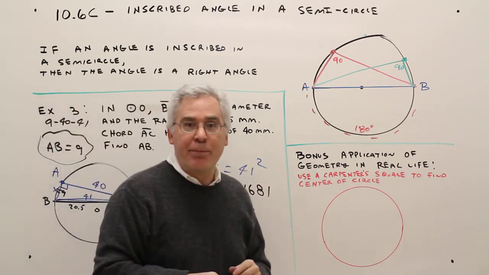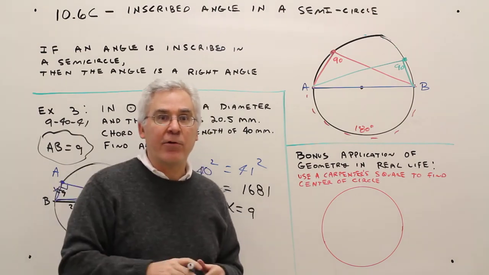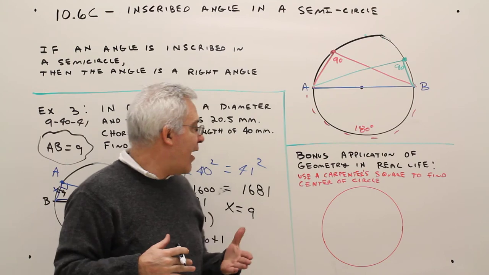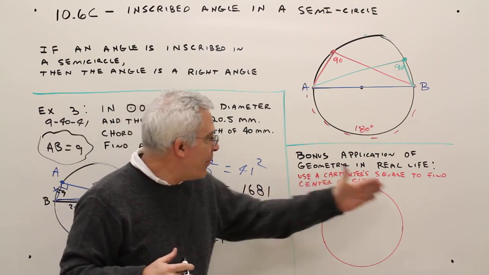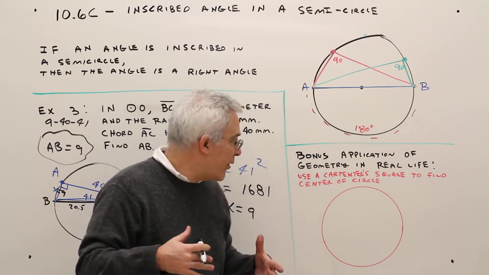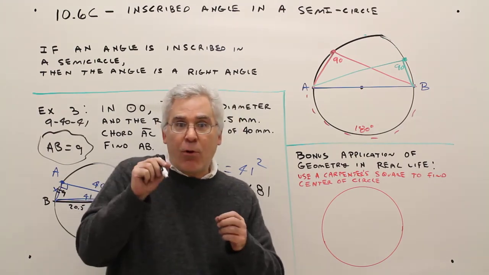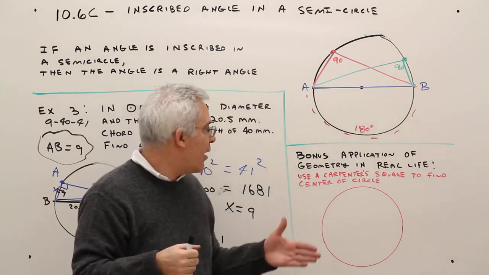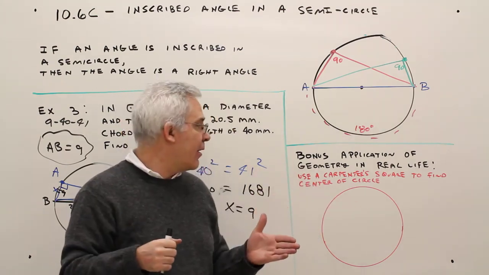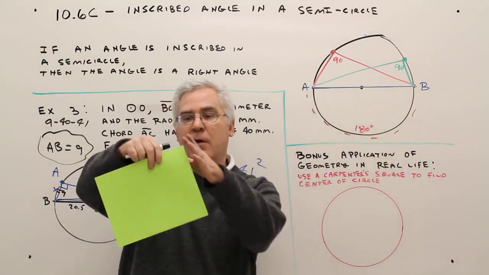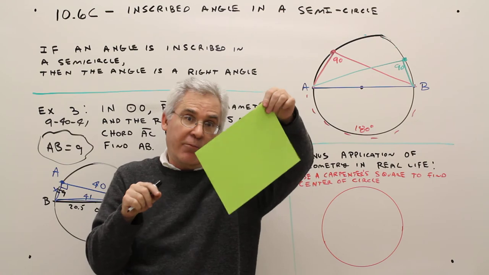Okay, so here's a bonus application. We'll be doing this later in the construction unit. And this is where geometry could be used in real life. So let's suppose that we have a piece of wood, a circular piece of wood, and we want to drill a hole in the exact middle, maybe for an umbrella or something to go through it. It says use a carpenter's square to find the center of the circle. So a carpenter's square is nothing more than a piece of metal that's got a right angle.